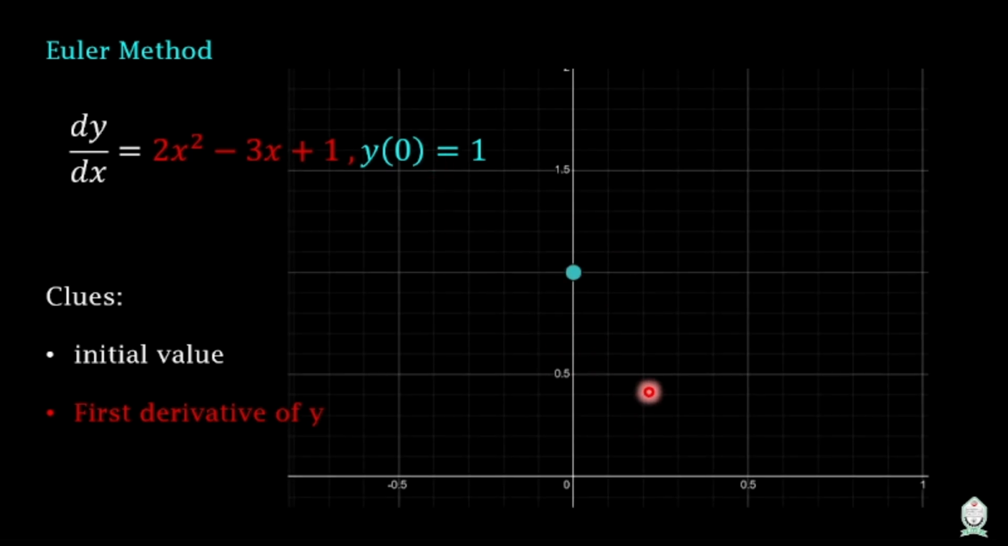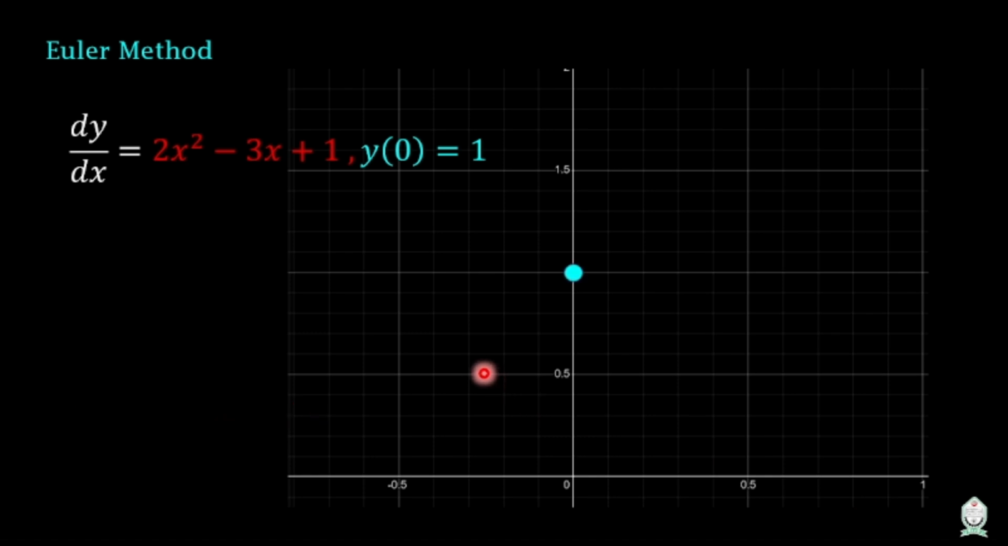Now we have something in our hand, and in this way we have to plot a few values of y at regular intervals. For our case, we have chosen the regular interval or the step size to be 0.5. So now our goal is to find the value of y at x equals 0.5, and here we will use the second clue, that is the first derivative of y. Let's see how we can do that.